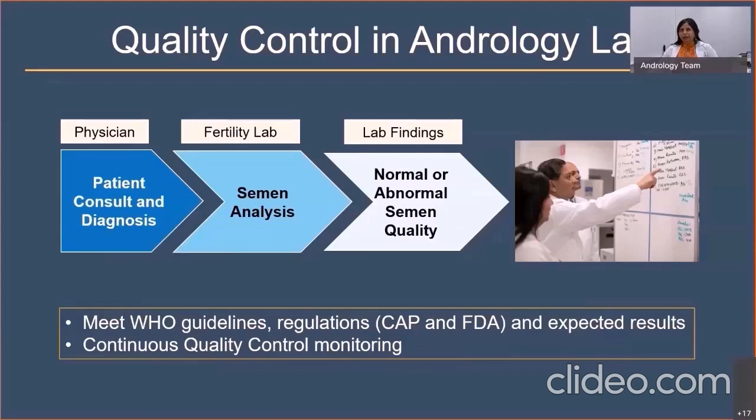So the second component is the actual testing, which is the semen analysis, and we will perform as per the orders from the physician. And then finally, based upon the semen analysis, the sample will be classified as normal or abnormal semen quality. And this is done per the WHO 5th edition guidelines, and meeting all the regulations of the College of American Pathologists, as well as other accreditation bodies like FDA, Food and Drug Administration. And this is achieved by continuous quality control monitoring on each of the steps along the way.